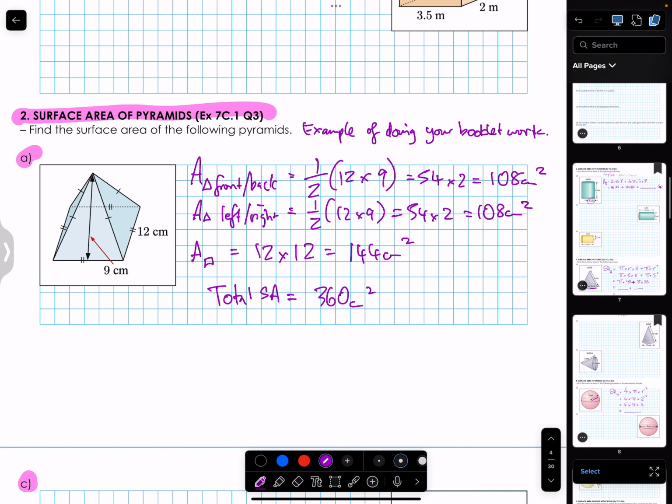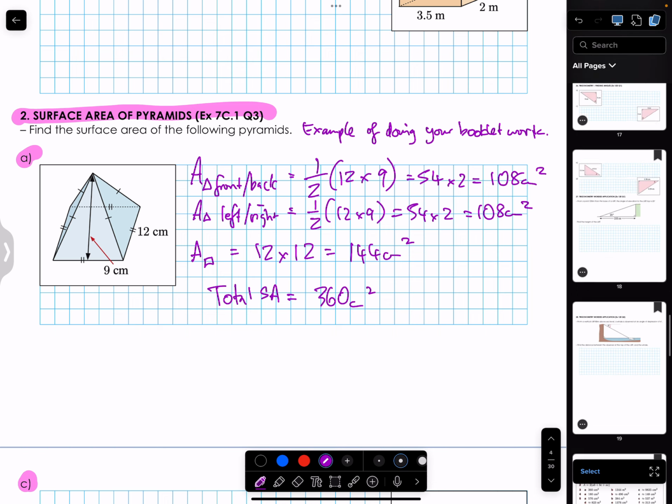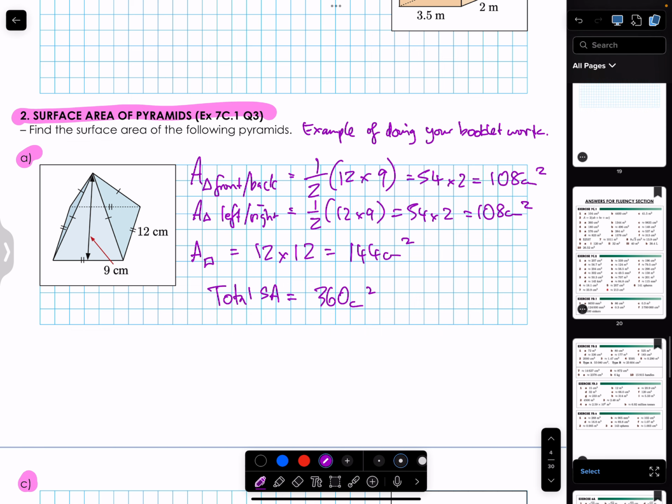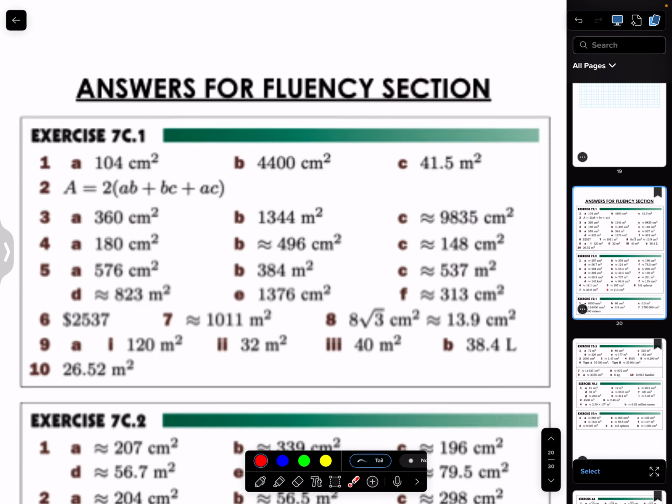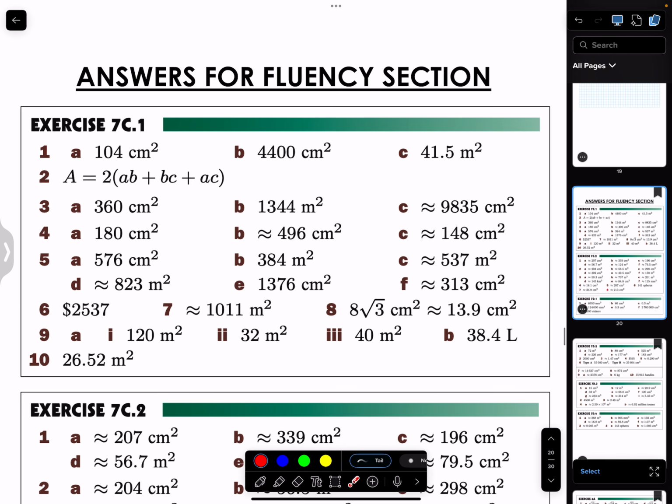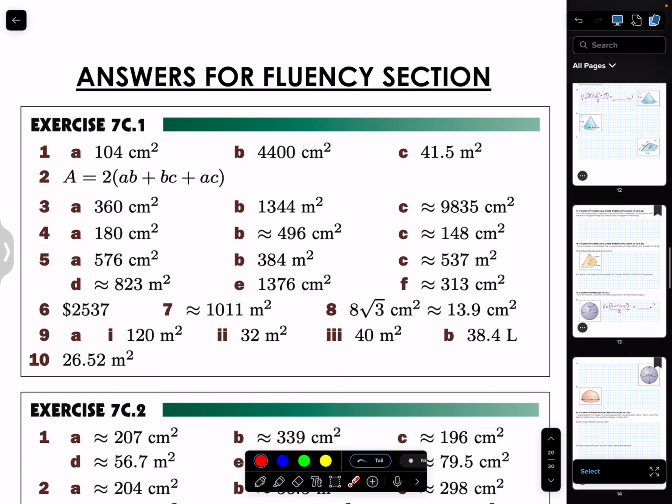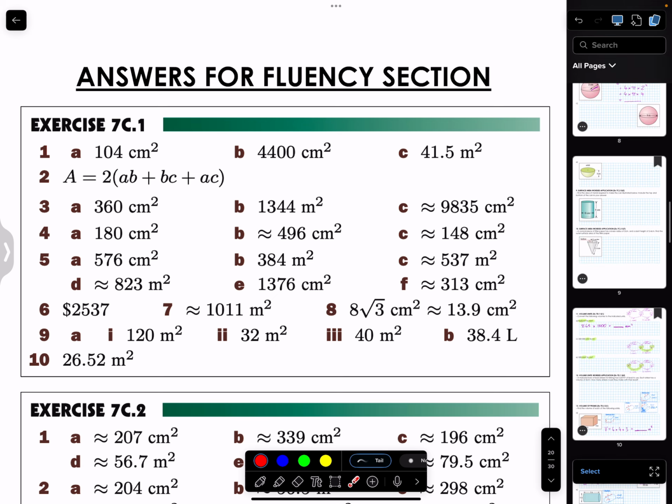the section at the end that has the answers there. So this is, you can see, it says 7C.1, question 3A. So when I go to this, 7C.1, question 3A, does it say 360? Yes or no? Is that what I worked out? So you're self-checking as you do the questions to get that credit. All right? That's how I want you to operate doing that.